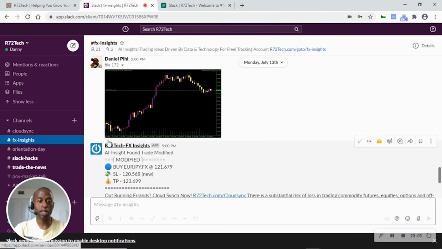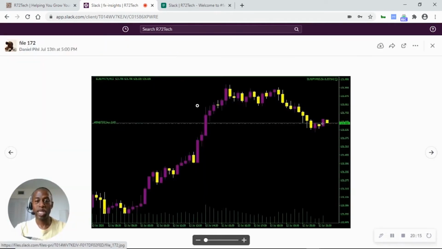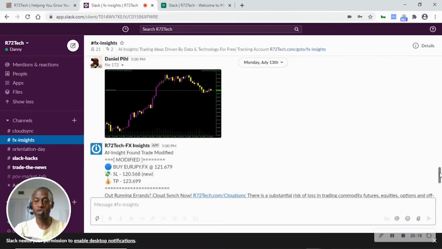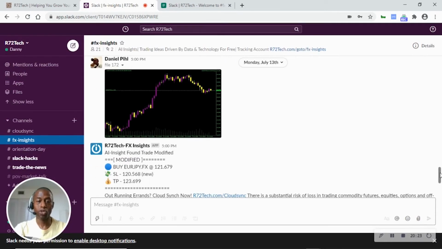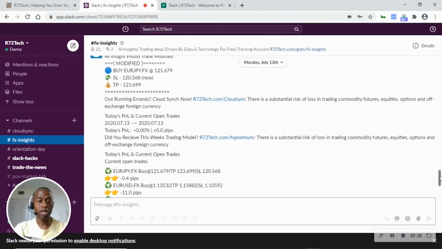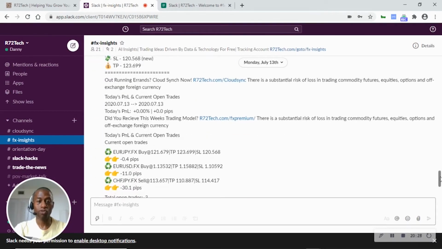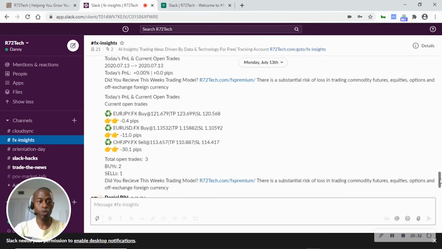At 5 o'clock, which is right here now, we got AI Insight found trade modified. You already know it's for the euro yen. You already know what was modified, new stop loss, and you can take a look at this chart. And the charts will start to tell a story as things start to move, and I'll be able to show you that. But more importantly, what did I say? 5 o'clock, right? That update. Here it is. Let's get this up a little bit.